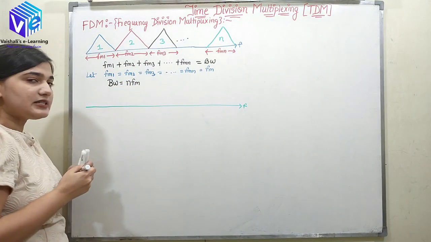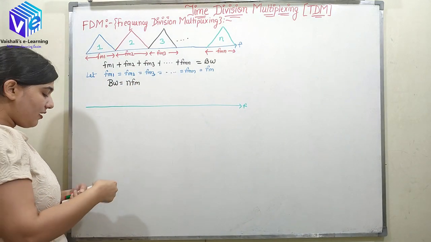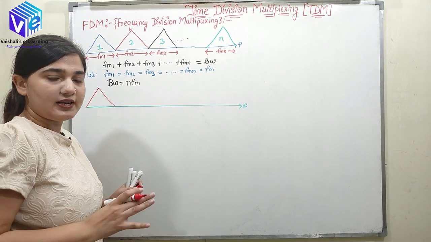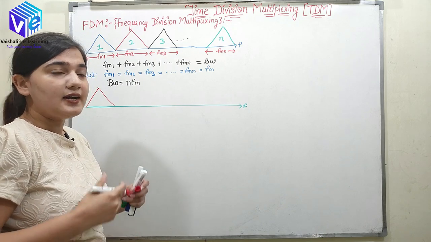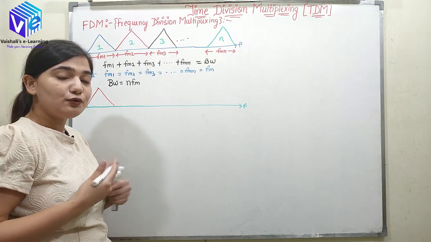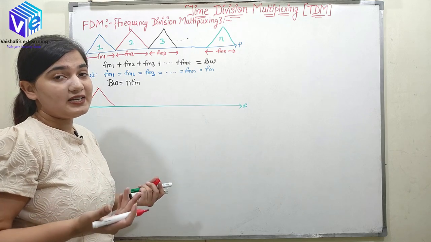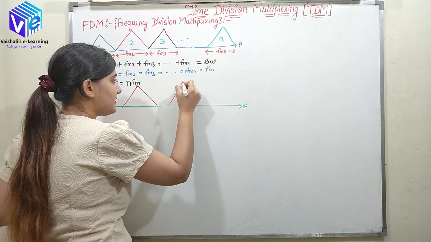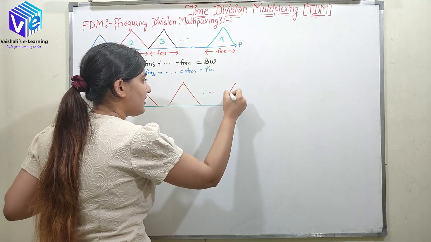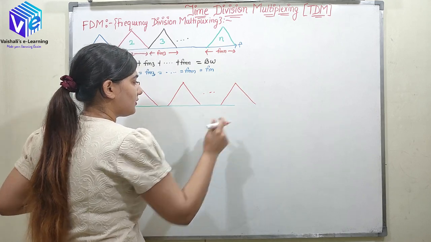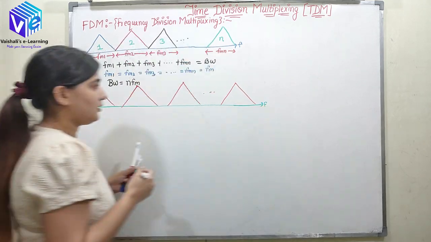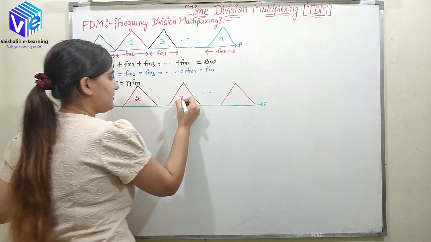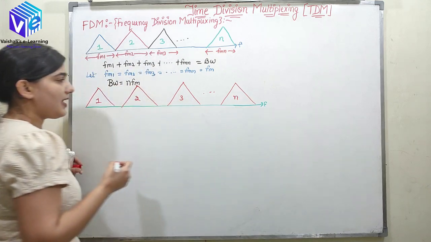Now here I am considering the guard band as well, because the guard band is very much required to avoid crosstalk and interference. If the guard band is not there, it is a very ideal condition to not get any crosstalk or other distortion. So here I am considering that in between different message signals, I have inserted a guard band as well. These are my various message signals: this is first, this is second, this is third, and this is my nth message signal.